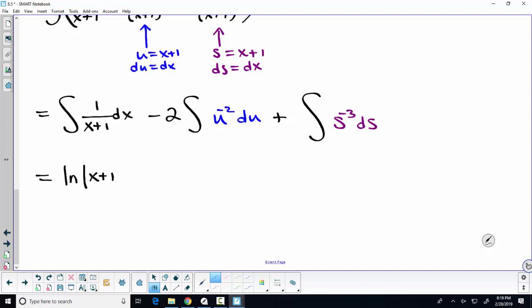Like we said, the first one is in log form. The second one, we've got -2. The antiderivative of u to the -2 is negative u to the -1, so it's going to be a positive 2u to the -1. And then here, we've got s to the -2 over -2. Then we just resubstitute x plus 1 in for those.